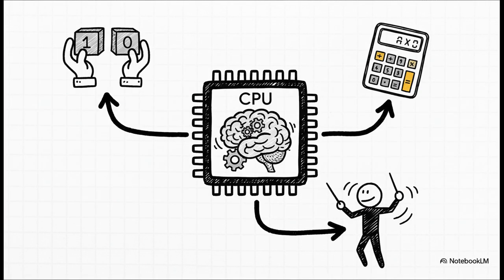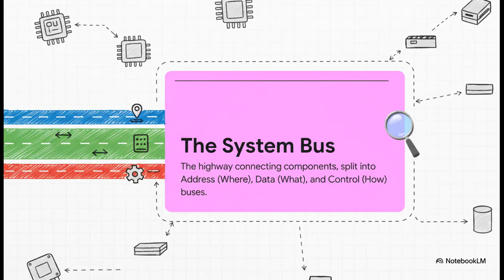So let's zoom in on that brain, the CPU. It's got its own little team working inside. You've got the registers, which are kind of like the CPU's hands, holding on to whatever data it's working on right now. You've got the ALU, or arithmetic logic unit. That's the calculator doing all the math. And then there's the control unit, who is like the conductor of an orchestra, telling everyone what to do and when to do it.